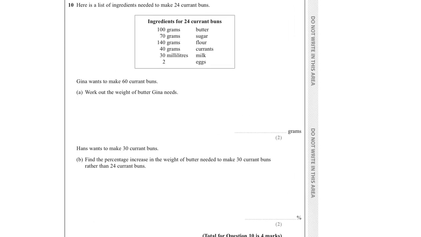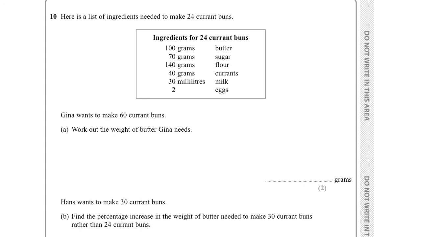Question 10. Here's a list of ingredients needed to make 24 currant buns. Gina wants to make 60. Okay, so let's think about it. If I've got 24 currant buns, if I double the recipe, what does that give me? 24, it's 48. Okay, from 48 to get to 60, I need to add 12, don't I? Which is half a recipe. So I need 2.5 lots of the recipe.